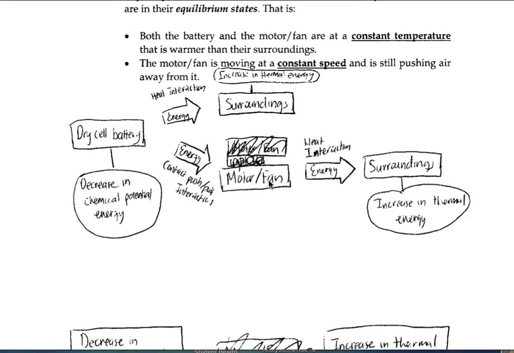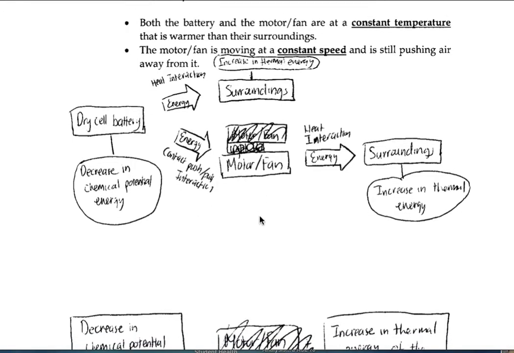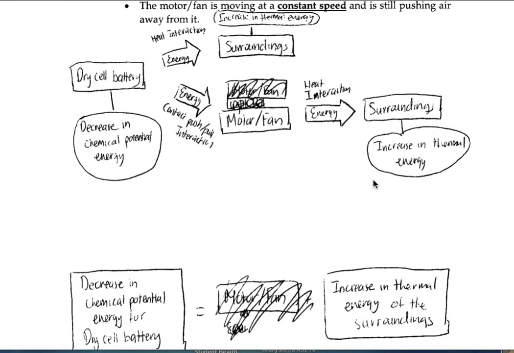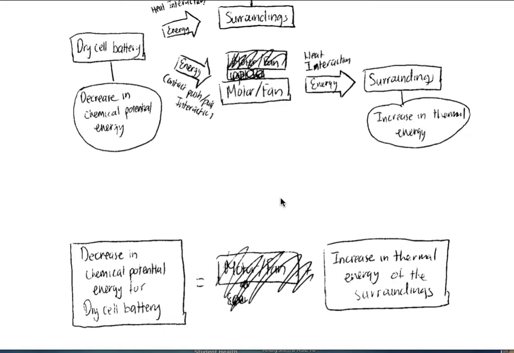Again, it's sent to the motor fan, but the motor fan and the dry cell battery, thermal wise, are at equilibrium. And the fan is at a constant speed, so there's no need to add any increase of any energy over here. But there is another energy interaction with the fan because the fan does heat up the surroundings. The surroundings again increase in thermal energy, so that's why I put that.